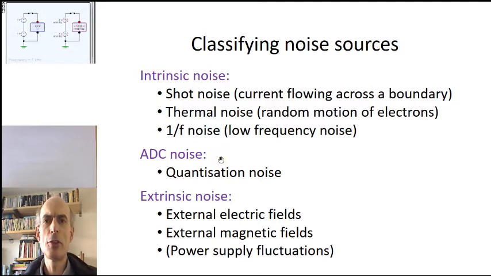Second type of noise is ADC noise. That's analog to digital converter noise, or quantization noise. And there's a whole video dedicated to that one a little bit later in the series. And thirdly, extrinsic noise. That's noise that comes from outside the circuit. With good shielding and filtering, you can reduce extrinsic noise usually to negligible levels, unlike the intrinsic and the ADC noise, which is generated within the circuit itself and is impossible to entirely get rid of.